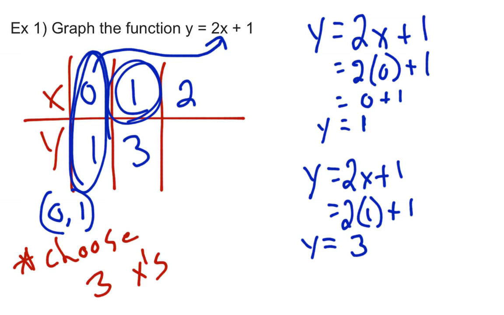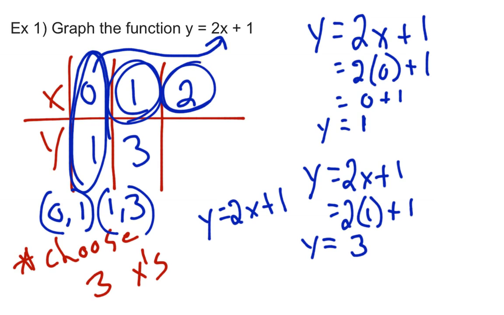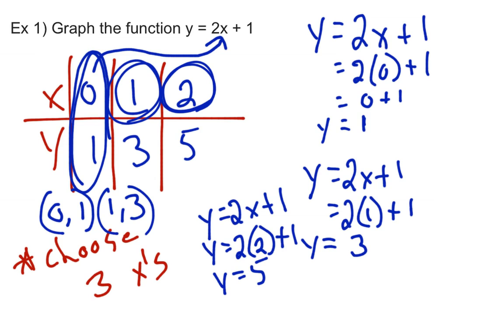Okay, so this ordered pair ends up giving me (1, 3). The 1 and the 3 go together. And then finally I've got to do this one last time, the 2x plus 1, but I have to use my final number, which is the 2. So this becomes 2 times 2 plus 1. Well, 2 times 2 is 4. 4 plus 1 is 5. So I get my final point, which is (2, 5).